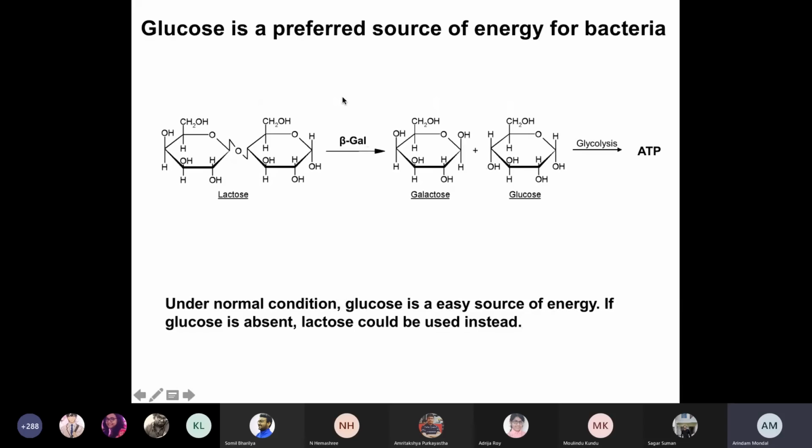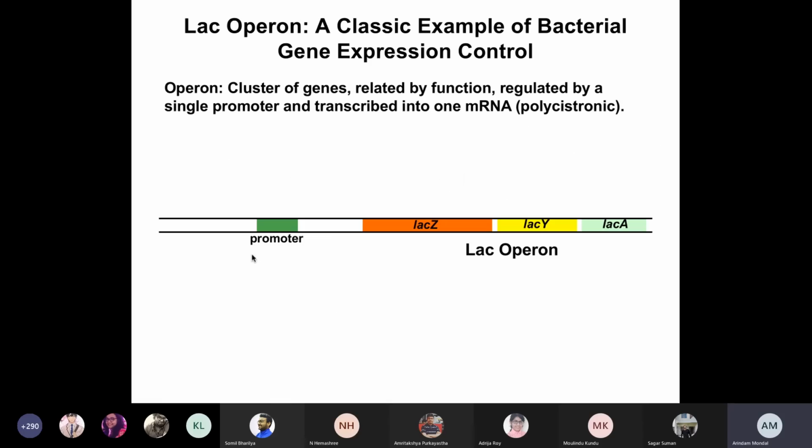So you see, this is the lactose, and the beta galactosidase is the enzyme which can cleave this particular bond in the lactose to generate galactose and glucose, and subsequently the glucose can undergo glycolysis in order to generate ATP. Under normal conditions, if the bacteria finds glucose, it can be directly utilized for glycolysis to generate ATP. So it will not be synthesizing those enzymes which are needed for the lactose metabolism.